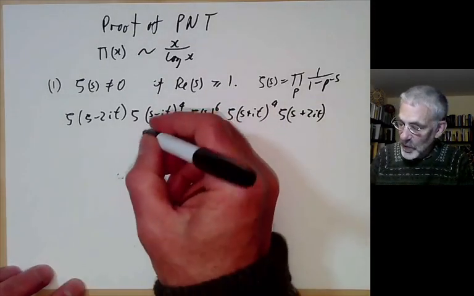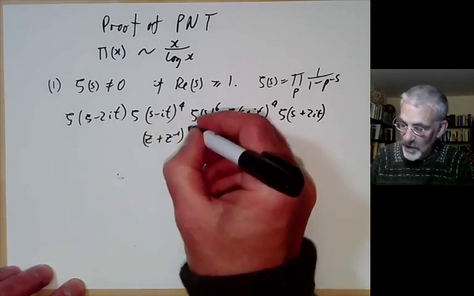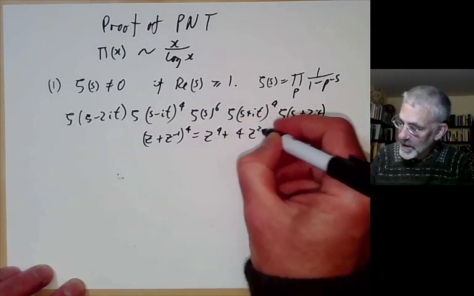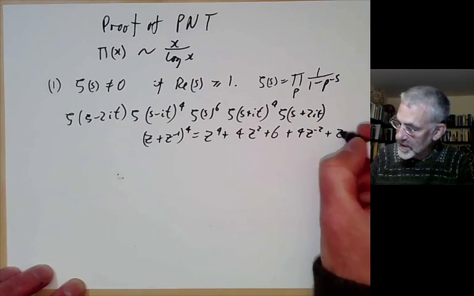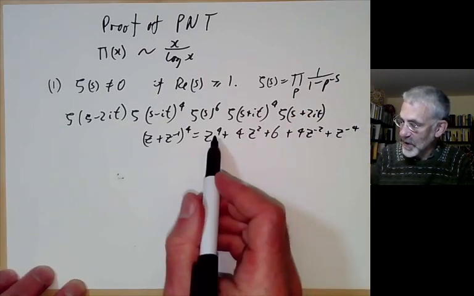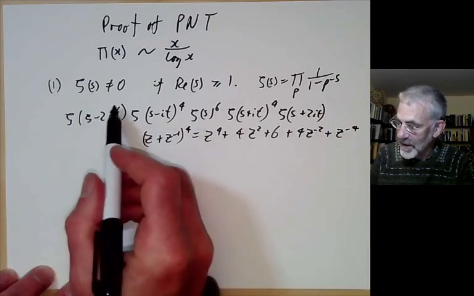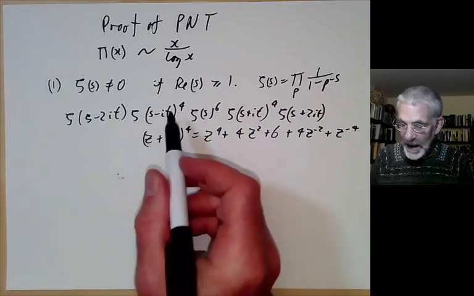You recall that if we've got a number z, then z plus z to the minus 1, all to the 4, is equal to z to the 4 plus 4z squared plus 6 plus 4z to the minus 2 plus z to the minus 4. So we have these coefficients 1, 4, 6, 4, 1, which are appearing in the exponents 1, 4, 6, 4, 1. So how do you use this?